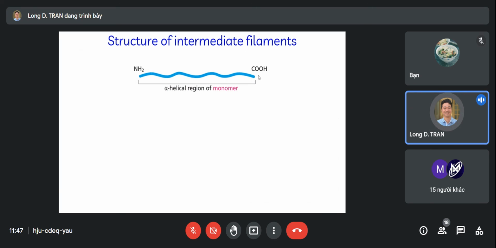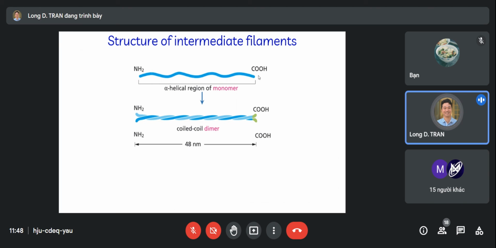So intermediate filament is different from actin filament or microtubule in that the monomers are actually filamentous monomers instead of globular monomers like actin or alpha and beta tubulin. So intermediate filament is formed by filamentous monomers, and these monomers will combine together to form a dimer with the same orientation of the N terminal and C terminal.